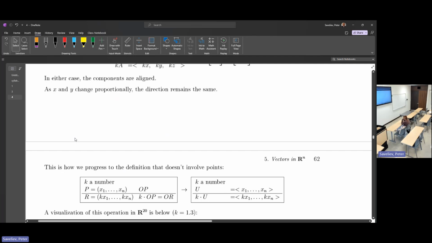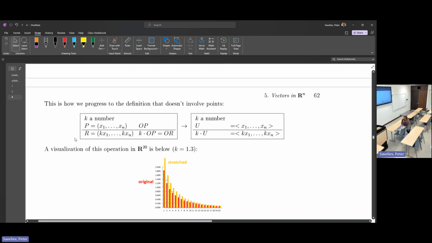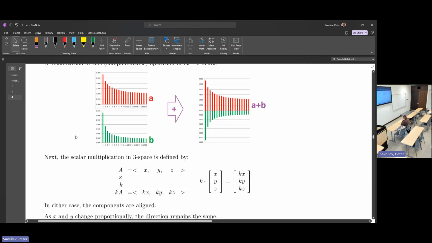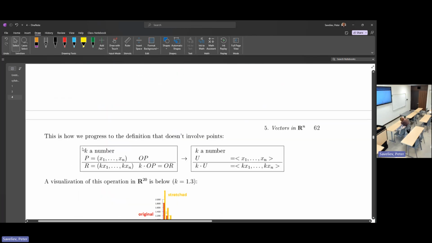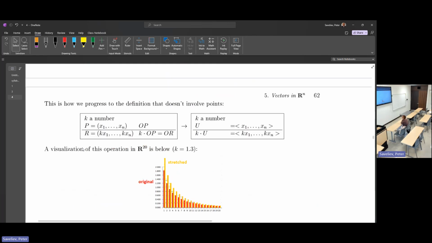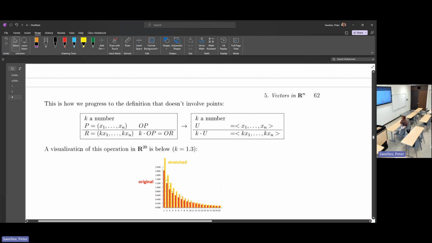Once again, we do not refer to OP anymore. That's what we're trying to switch from points to vectors. And finally, that's what the multiplication looks like if you visualize your vector as a string of numbers, as a string of bars, for example. So addition is visualized by placing one on top of the other. Scale multiplication, you literally stretch every one of these bars. So in this case, 1.3. Those bars become longer, and you have a new sequence of numbers, which is nothing but a new vector.